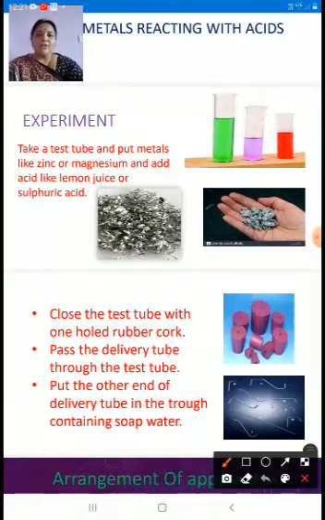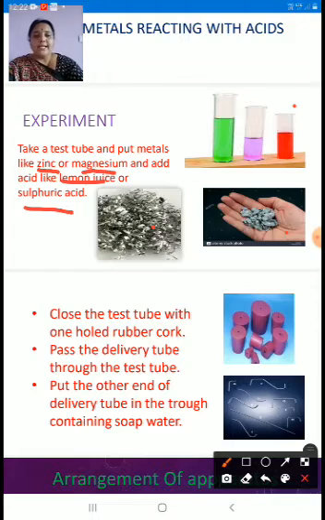Now you have to take a test tube. So this is the test tube. In this test tube you have to take zinc or magnesium. These are the metals. You have to take a piece of zinc, or you can take magnesium wire, in the test tube. To this metal, zinc or magnesium, you have to add lemon juice, or you can add a chemical named dilute sulfuric acid.